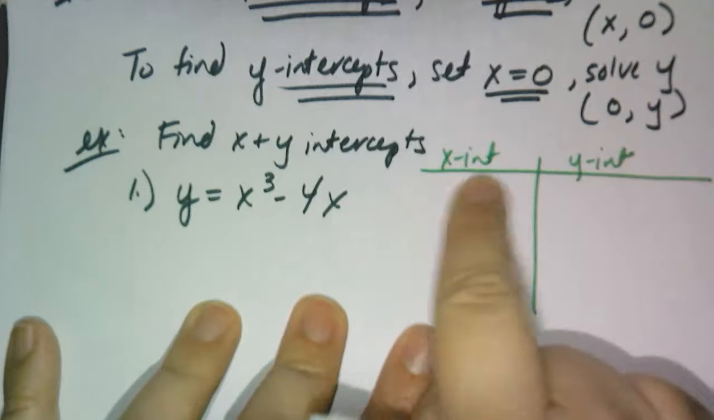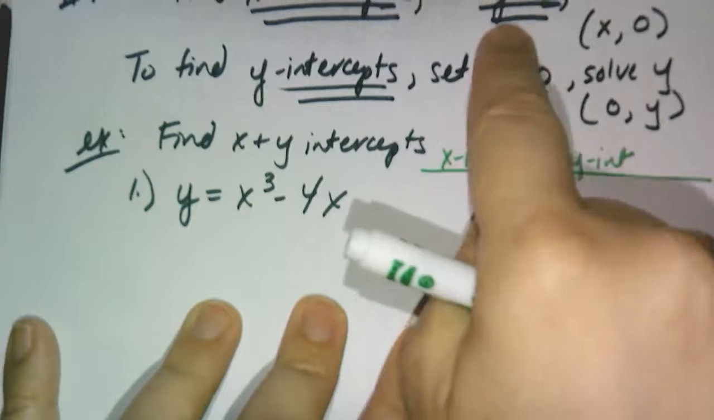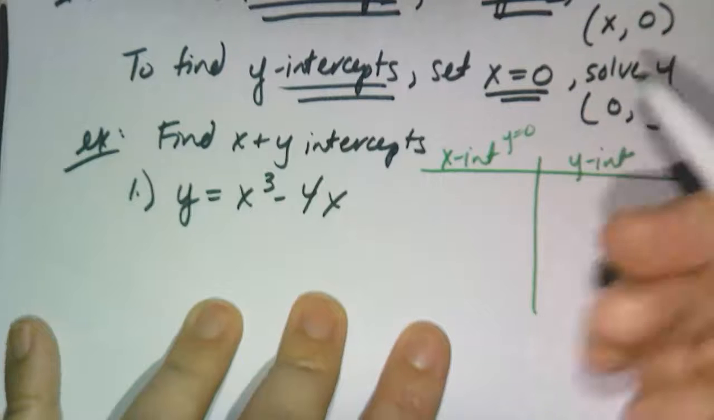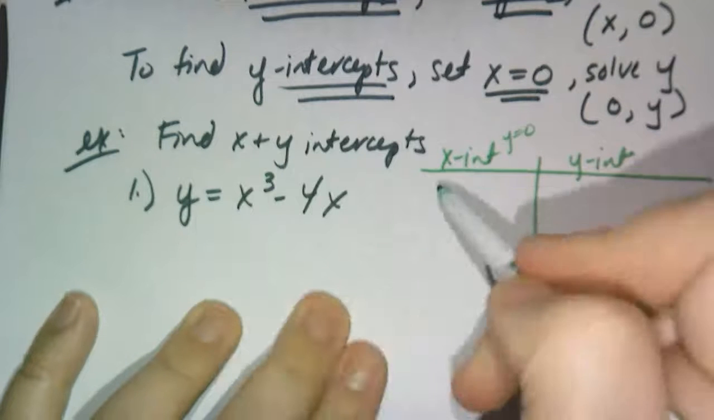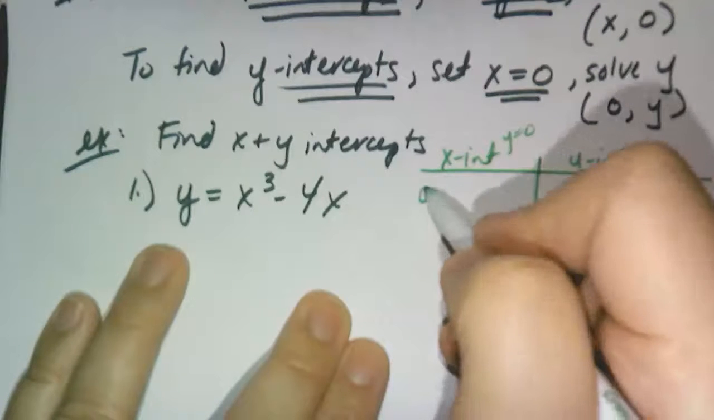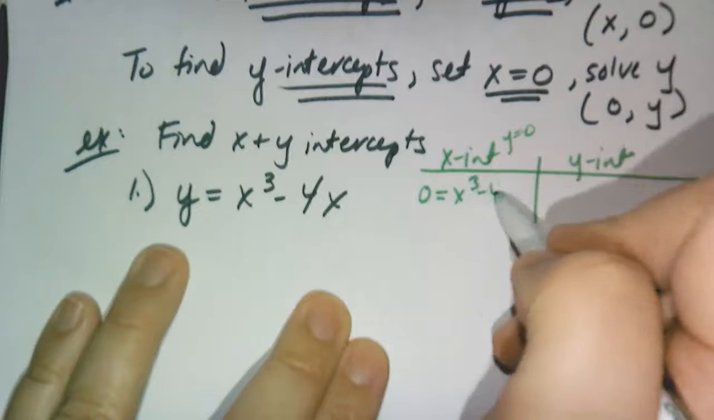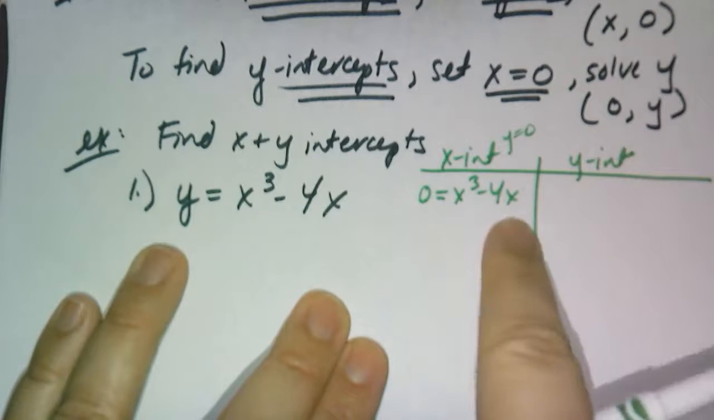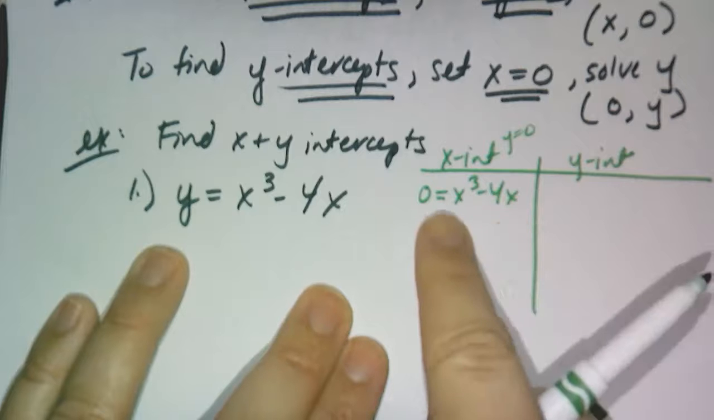If I'm trying to find an x-intercept, I want my y to be 0. That's what I just wrote up here. So I'm going to plug a 0 everywhere I see a y. So I'm going to rewrite this right here as 0 equals x cubed minus 4x. Do y'all agree with me? And I'm just going to solve this for x right now.